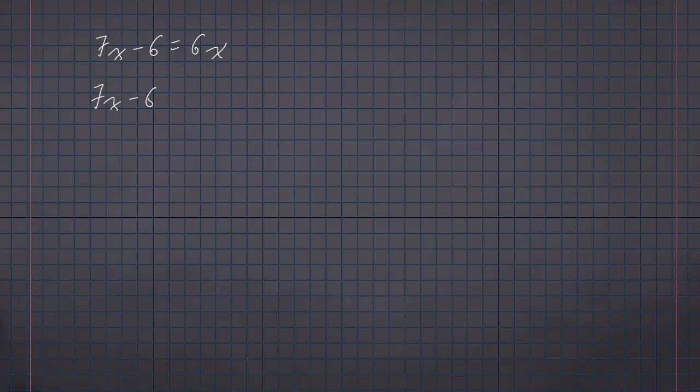In this case, I am going to simply subtract 6x from both sides of the equation. 7x minus 6x is 1x, and 6x minus 6x is 0x. 1 times anything is that thing. 0 times anything is 0. And we have simplified the complicated equation, 7x minus 6 equals 6x, into a more straightforward equation, x minus 6 equals 0.